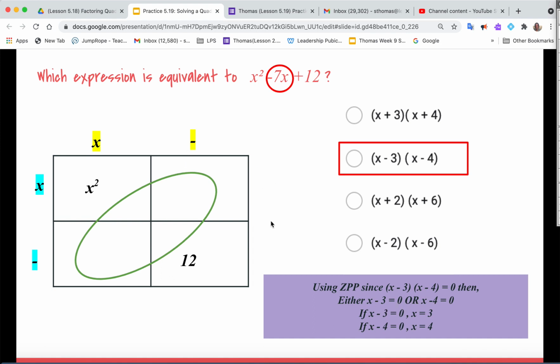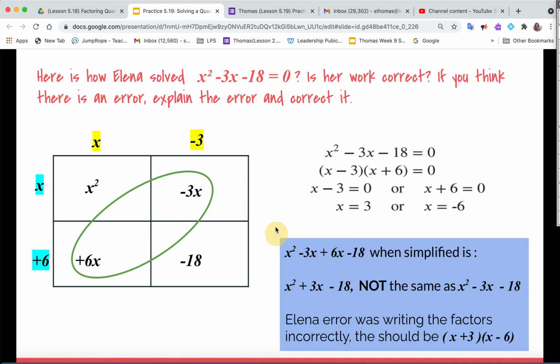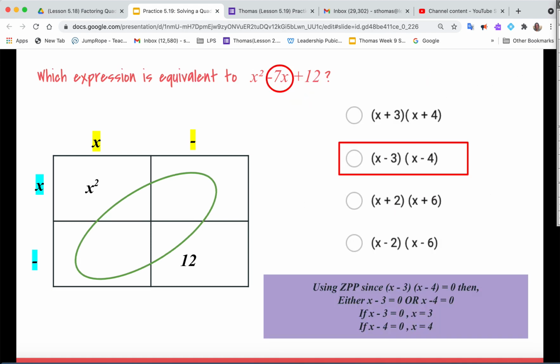If x minus 3 is equal to 0, then we know in order to solve, we would add 3 to both sides of the equation. So we know x is equal to a positive 3, which is what we're seeing there. And if we had x minus 4 is equal to 0, we would add 4 to both sides. So x is equal to a positive 4, which is what we're seeing here. So our solutions would be x is equal to positive 3 or x is equal to positive 4.